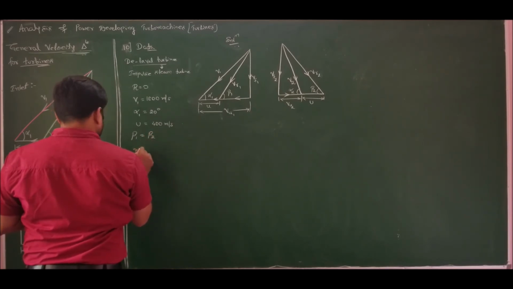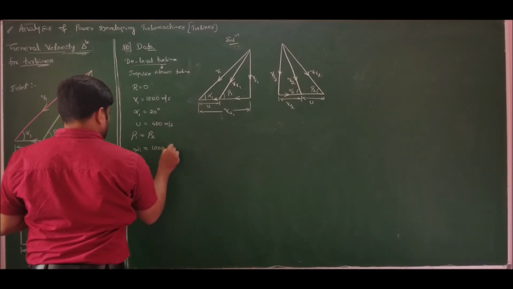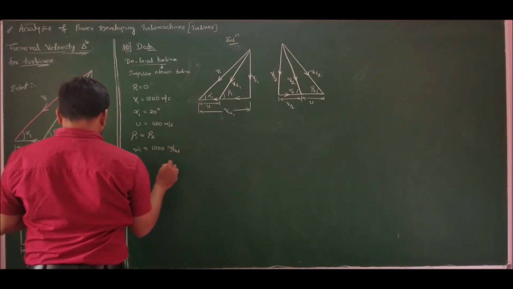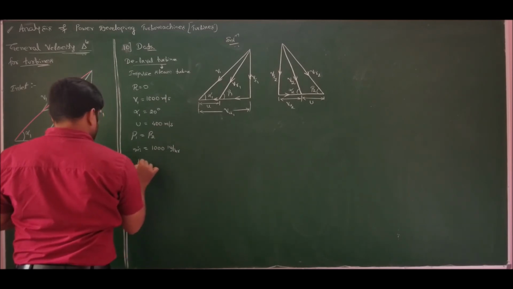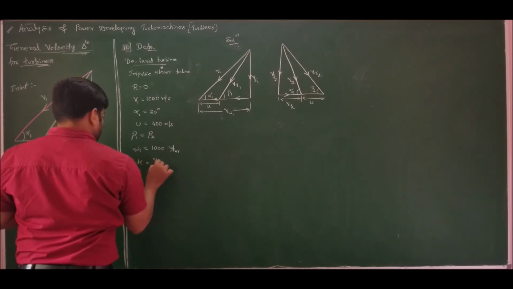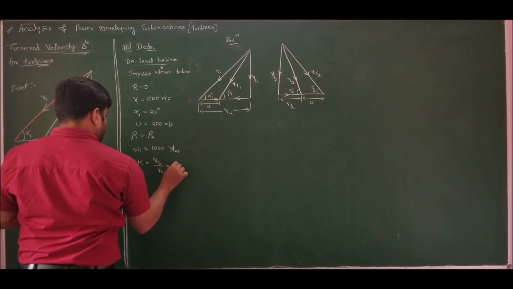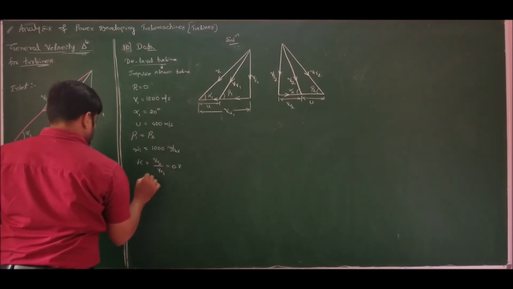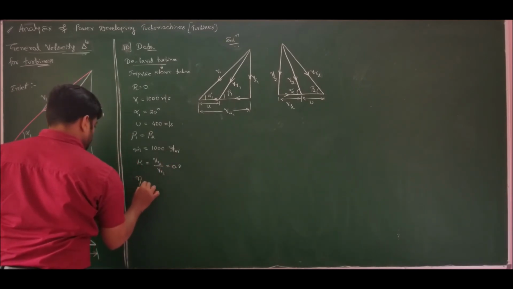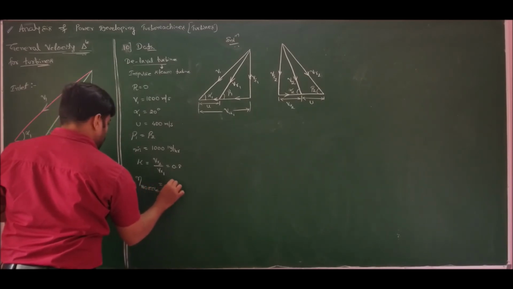Assume mass flow rate m dot as 1000 kg per hour. You should convert it to kg per second. Friction coefficient K, that is VR2 by VR1, is 0.8. The efficiency of the nozzle is given as 0.95.